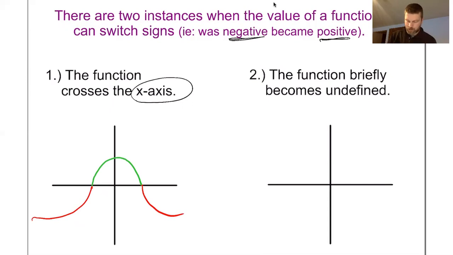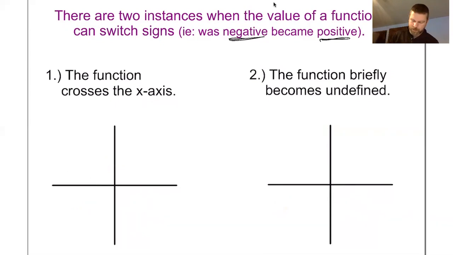The other way I could do it is I could have a negative value, and I could have a function briefly become undefined. It could be traveling around here, and then maybe there's an asymptote, and it suddenly switches to that, right? Now it's up here, positive numbers. Or maybe there is a brief time where it has a discontinuity, and it jumps down here, and now it's a negative value.